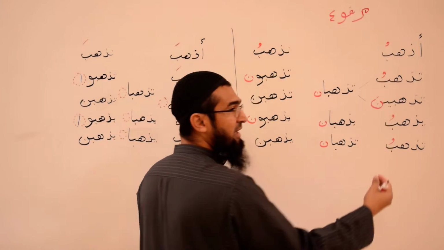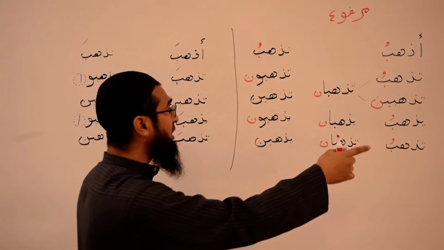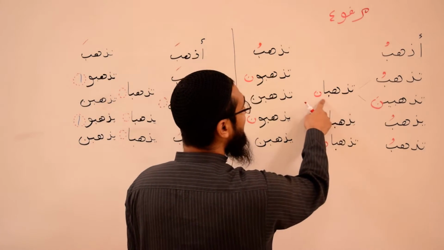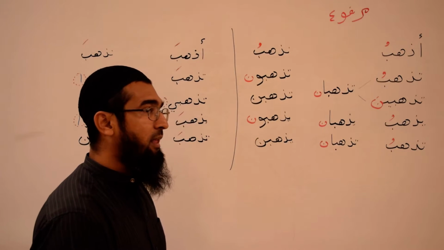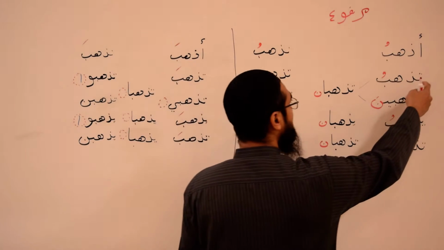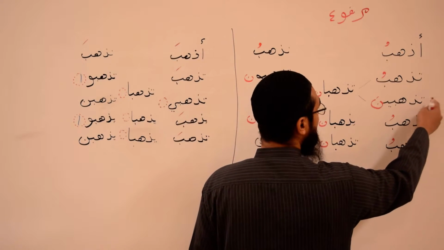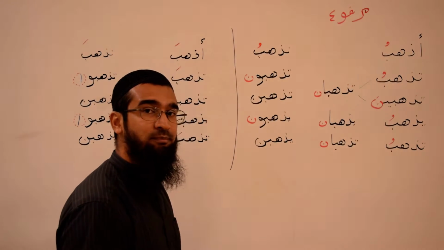Tadhabu and tadhabina. The antuma form of it, antuma, both of you. You will say tadhabani, antuma tadhabani. Whether it's male or female will be the same. So there's a female version and a male version here, but this version is used for both of them in the dual form.